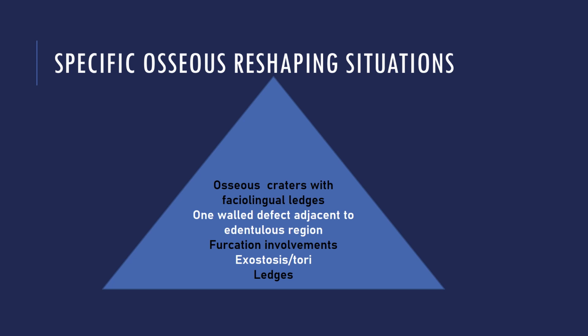Then coming to specific osseous reshaping situations. In some situations, you need a specific type of osseous reshaping, for example, osseous craters, facio-lingual ledges, one-wall defects adjacent to an edentulous margin, and in the case of furcation involvements, exostoses or tori, and ledges. So these are the special cases where we need osseous reshaping.